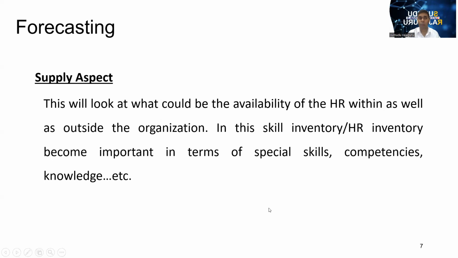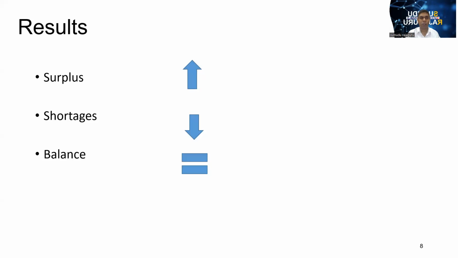Then the supply aspect. This will look at the availability of HR within as well as outside the organization. So the HR department can supply based on the availability inside the organization. If not, we have to search outside of the organization. Sometimes we use a skill inventory, then the HR inventory becomes important in terms of special skills, competencies, knowledge, and other things.